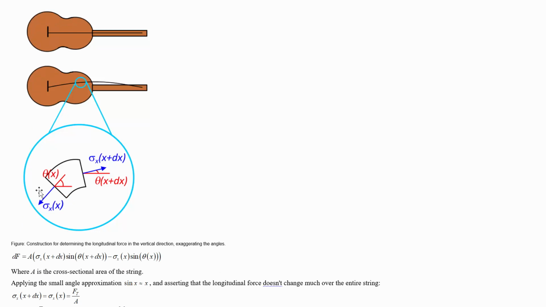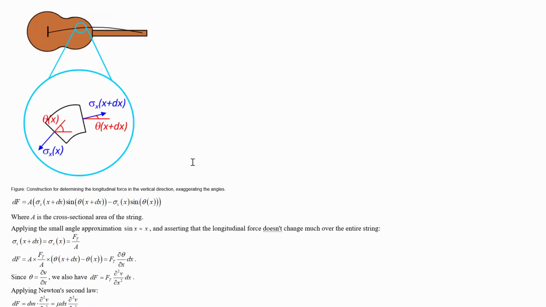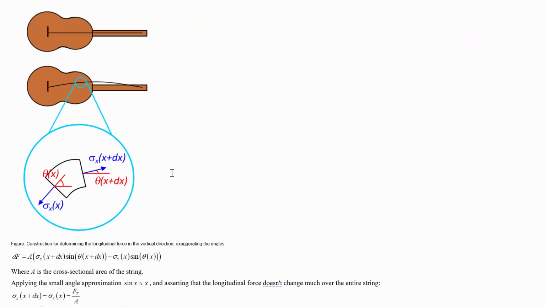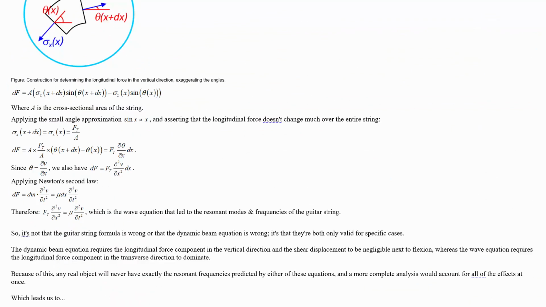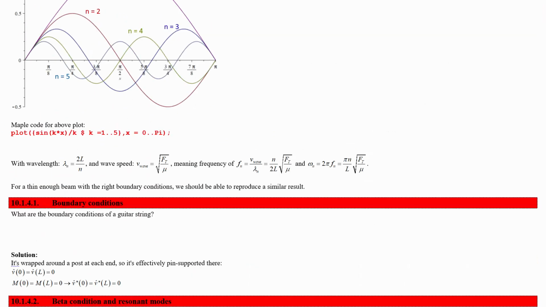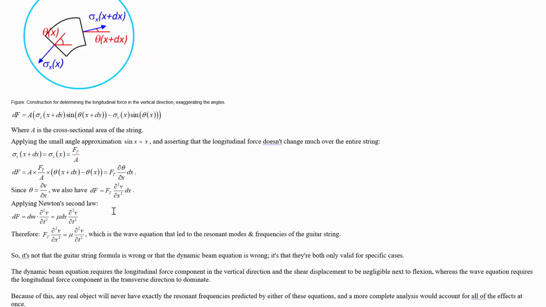Rather than saying that the restoring force is from the tension along the length and looking at the angle that shows up in this thing, the restoring force for us with the beam was related to the dynamic beam equation stuff, was the shear force. But the shear force is 0 in the guitar string stuff because we just have a tension force.